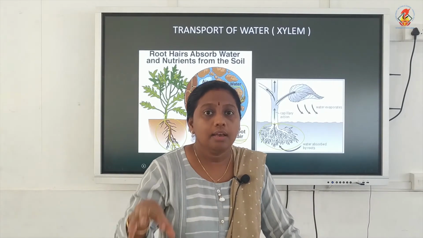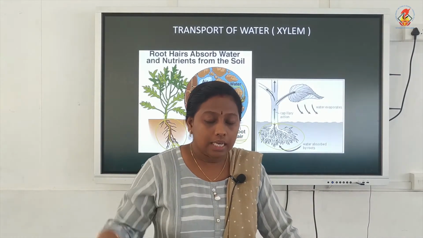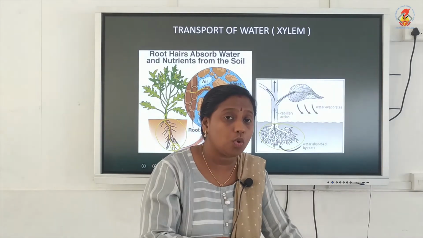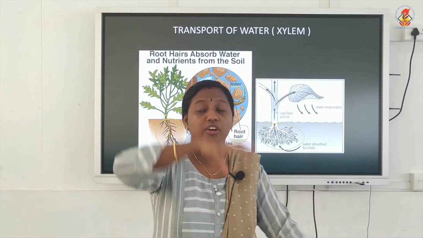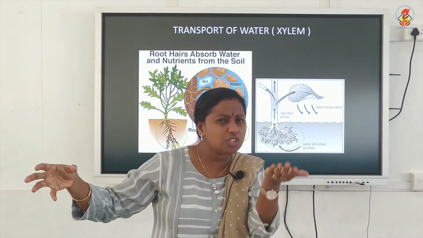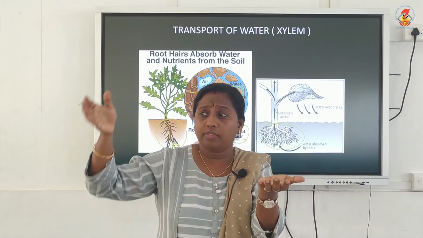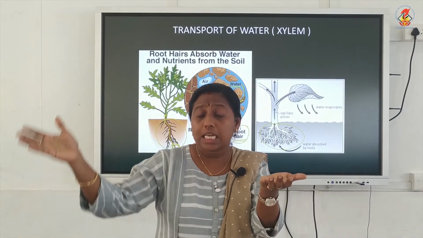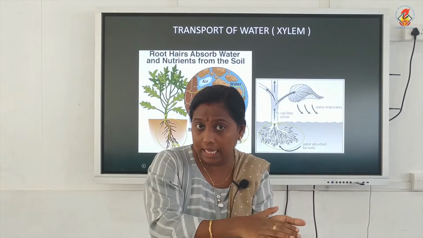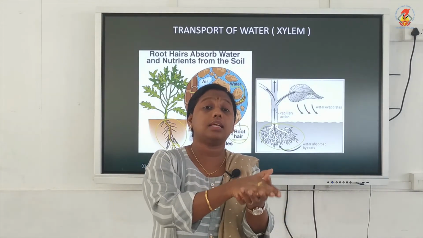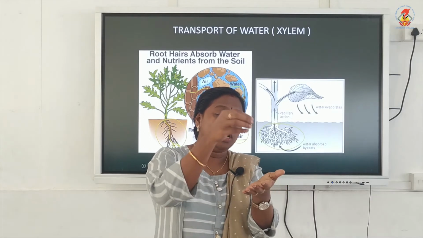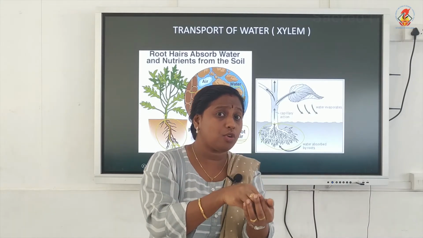So in the soil, there will be more water. Inside the root, there will be only less water. Water moves from a region of its high concentration to a region of its low concentration. So the water will move from the soil into the root hair. Okay, inside the root hair there will be xylem. So the water will be moving into the xylem of the root hair.